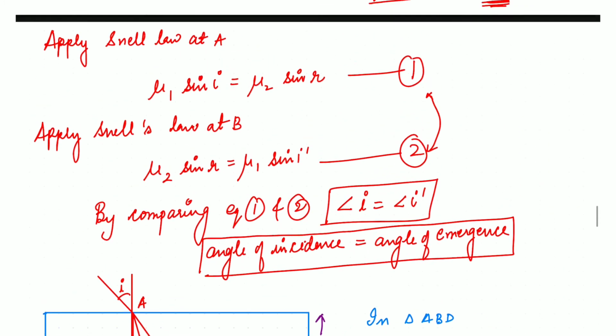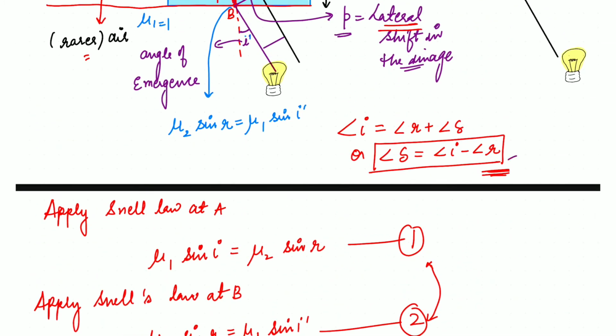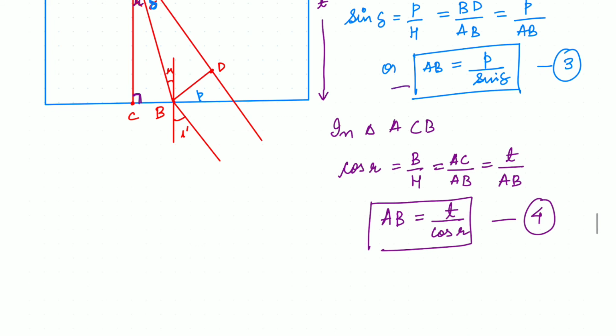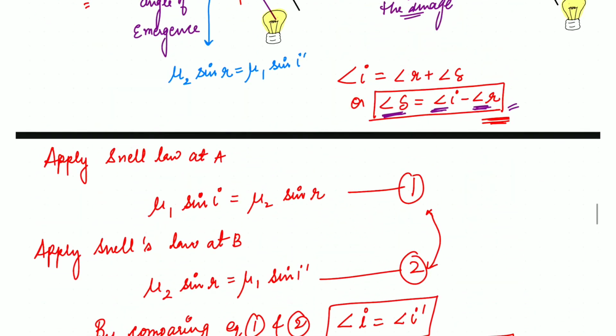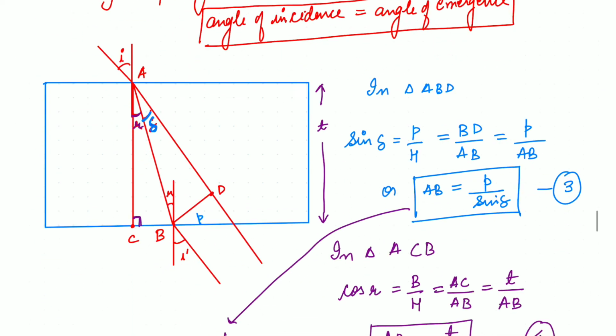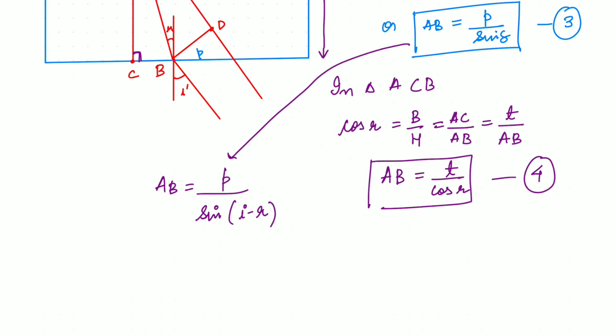Now if you remember, from here we got to know that delta, the angle of deviation, can be written as angle of incidence I minus angle of refraction R. So I'll write it here: AB can be written as P upon sine, instead of delta I will write I minus R. I'm writing it from this relation. So AB is equal to P upon sine I minus R.